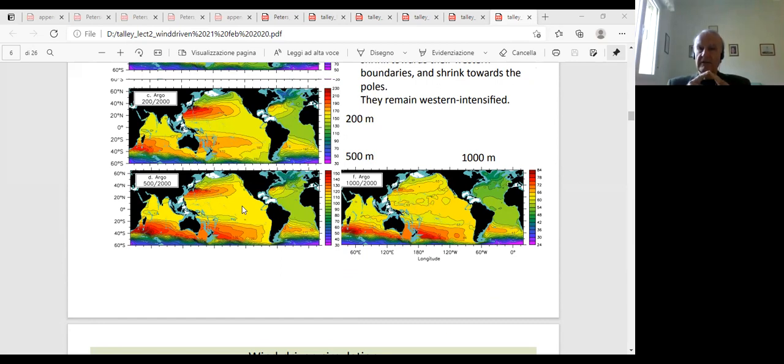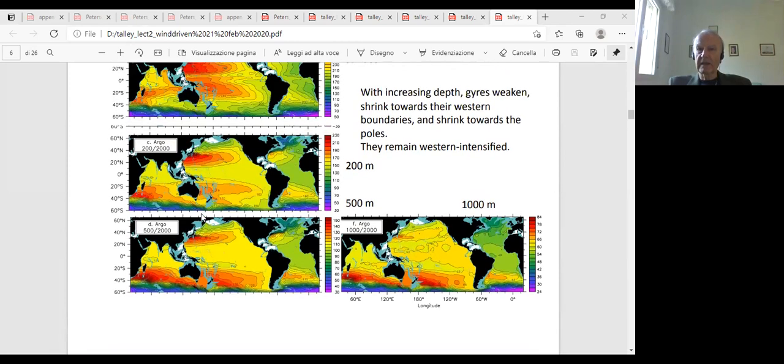So the surface subtropical or mid-latitude gyres decrease in strength and in spatial extension by going deeper and deeper. Except that you can see the Antarctic Circumpolar Current changes relatively weakly with depth.